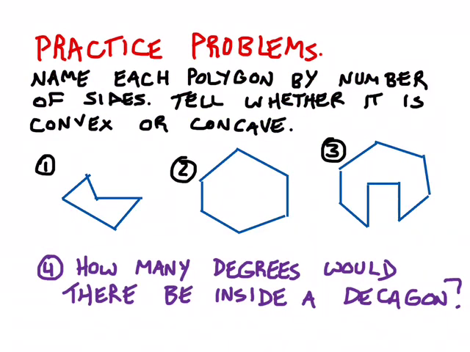And here are your practice problems. Make sure that for numbers 1, 2, and 3, you both tell me what sort of polygon it is by number of sides, and also tell whether it's convex or concave. Number 4, you need to just tell me how many degrees are inside of a decagon. What would they sum to? Good luck.